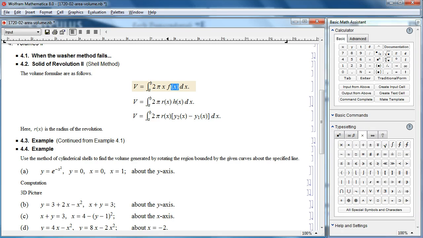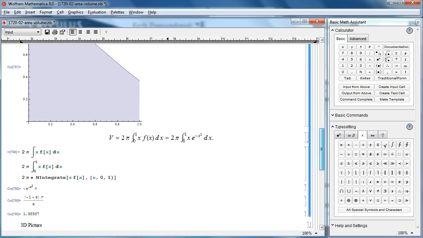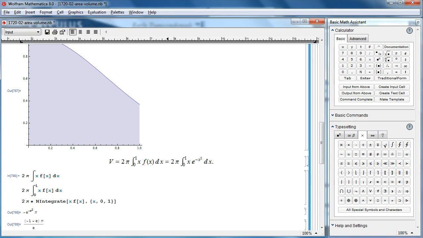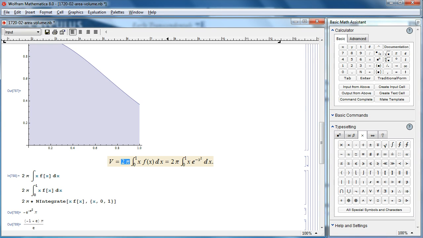In any case, if you do that, then you're going to get this kind of computation. I decided to put 2 pi outside of this integral. That's the same. And then x f of x, and here it is, x times e to the negative x squared. How do you do this kind of integral?